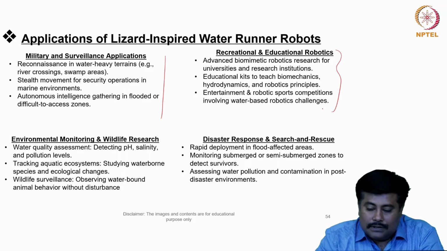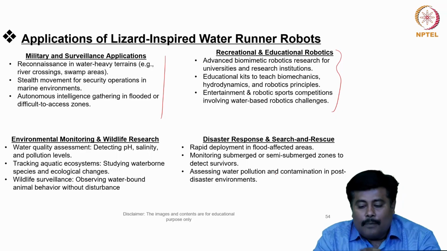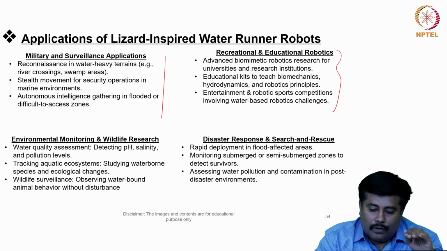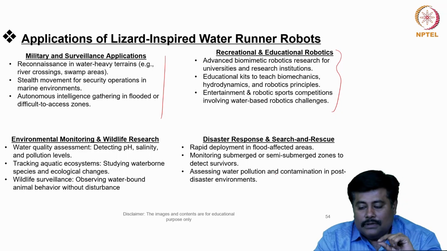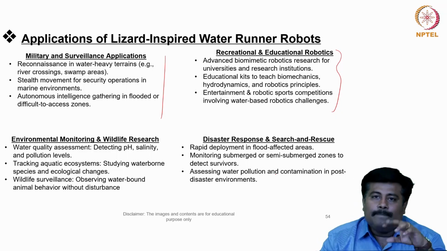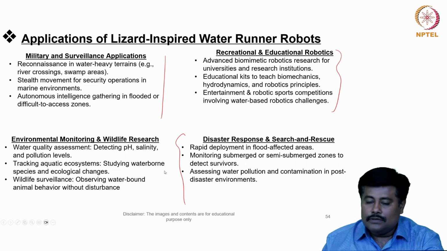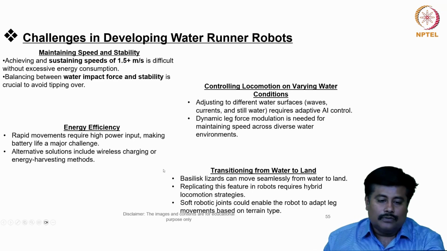Next, with reference to disaster response and search and rescue operations, it is mainly meant for rapid deployment in flood-affected areas. It is also used for monitoring submerged or semi-submerged zones to detect survivors. It is also used for assessing water pollution and contamination in the post-disaster environment. So these are some of the disaster response roles in which such robots can be used.